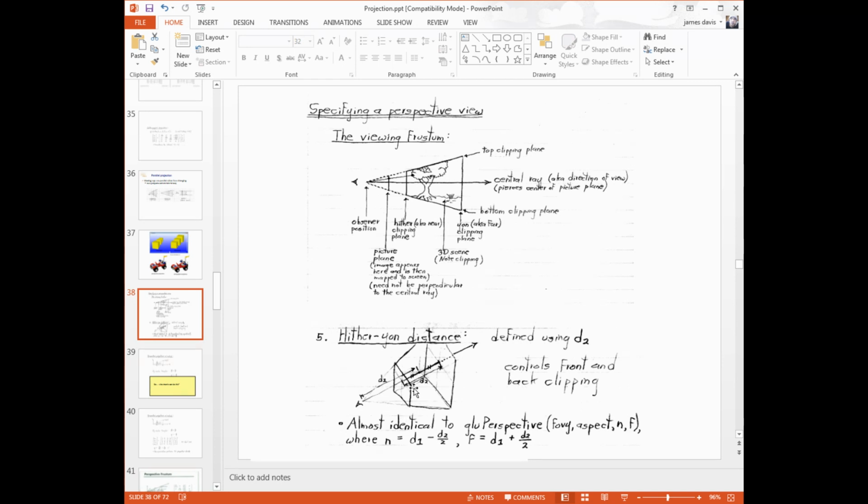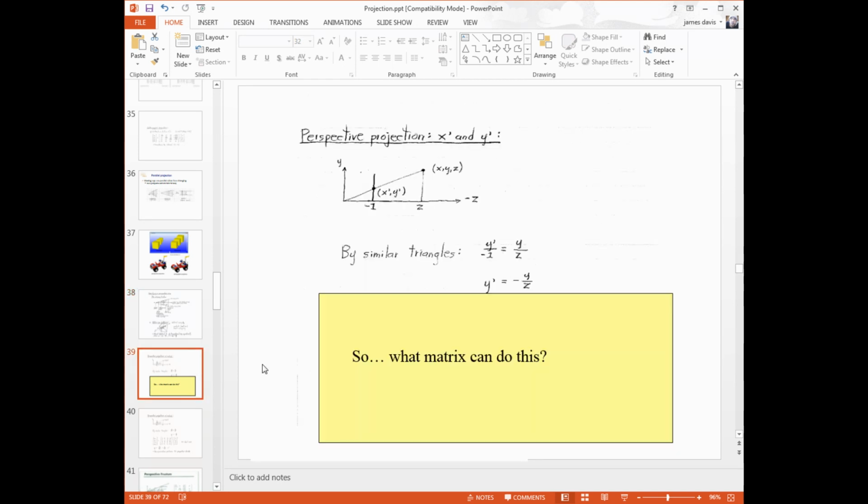So here it is drawn in 3D. We have the near and the far, and we have these things on the side. This whole thing is called a viewing frustum. Here's that word, frustum. So this just means a cone-shaped thing that's going away from the eye.